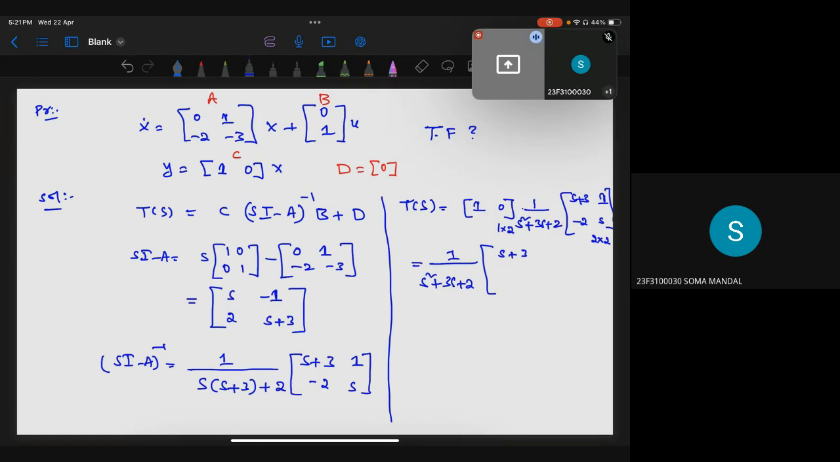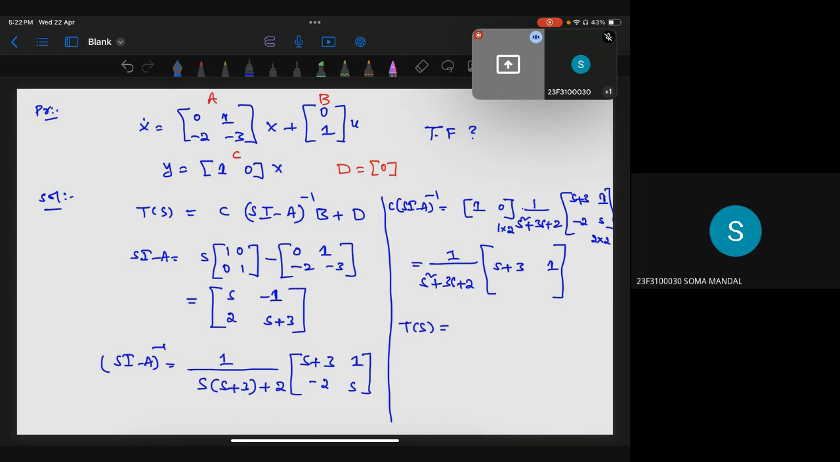Oh, I'm sorry. We have B also. Later we'll multiply that one with B. So this is just another term, the (sI minus A) whole inverse. Then it will be 1 by the denominator, with s plus 3 and 1. So now the expression is this expression multiplied by this.